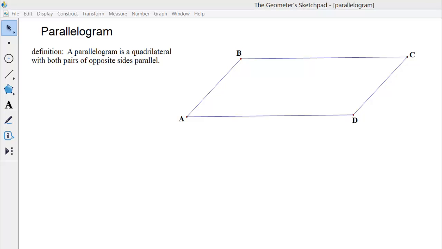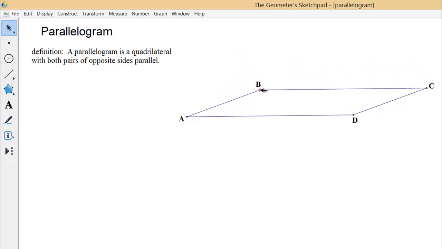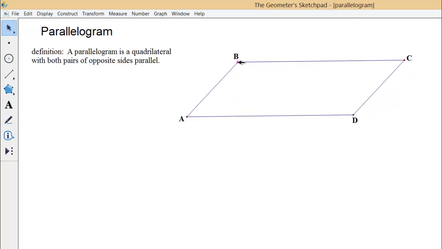In this video, we'll be looking at parallelograms. By definition, a parallelogram is a quadrilateral with both pairs of opposite sides parallel. Now, when we typically think of a parallelogram, we think of a rectangle that's been sat on, or kind of sideways.